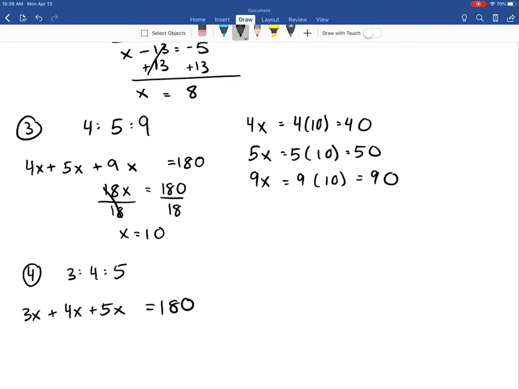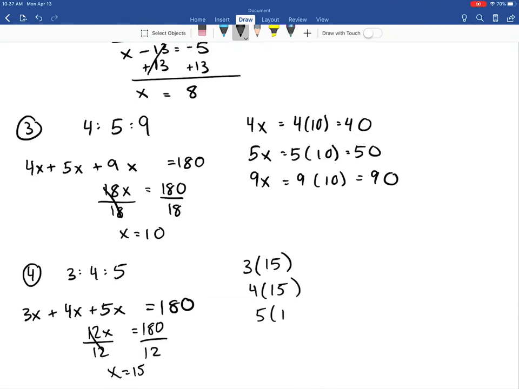Combine your like terms. 3 plus 4 plus 5x gives me 12x. I have to get the x by itself by dividing both sides by 12 to find that x is 15. Then I have to plug each of them in. 3 times 15, 4 times 15, 5 times 15.